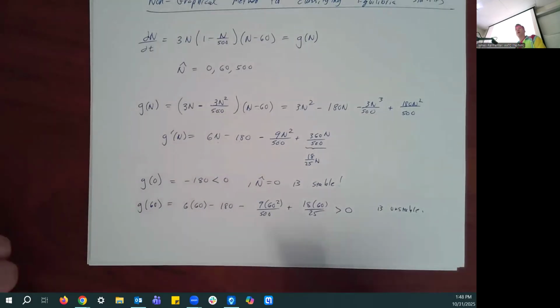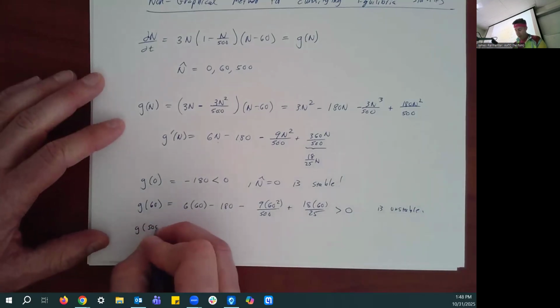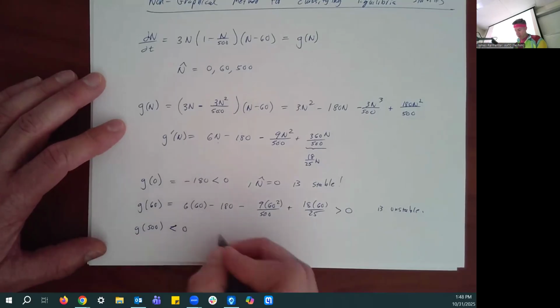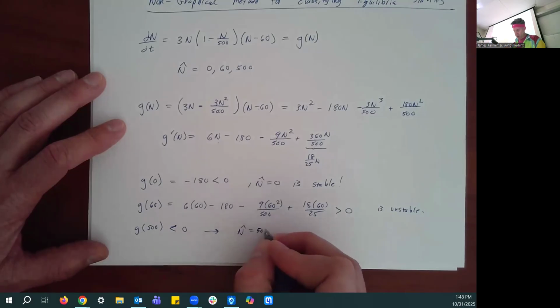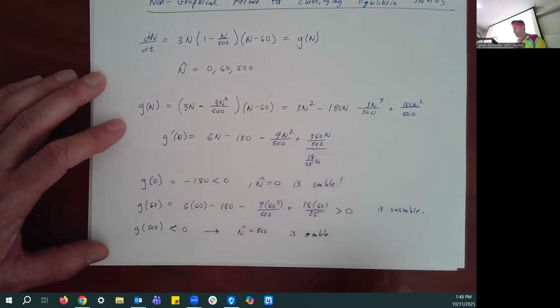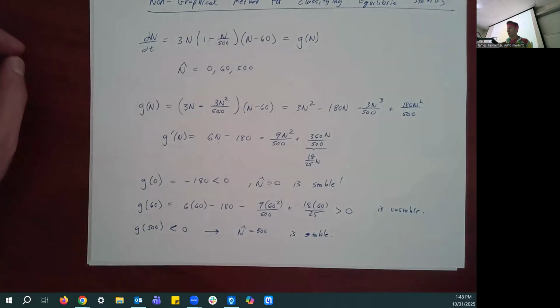So this example, not great for doing it the non-graphical method, right? It really is a super pain. And then g prime of 500, again, I'm not going to do the work. I'm just going to tell you it's for sure going to be negative, which means N hat equal to 500 is stable. Let's look at one more example that's a little less terrible to do this way.